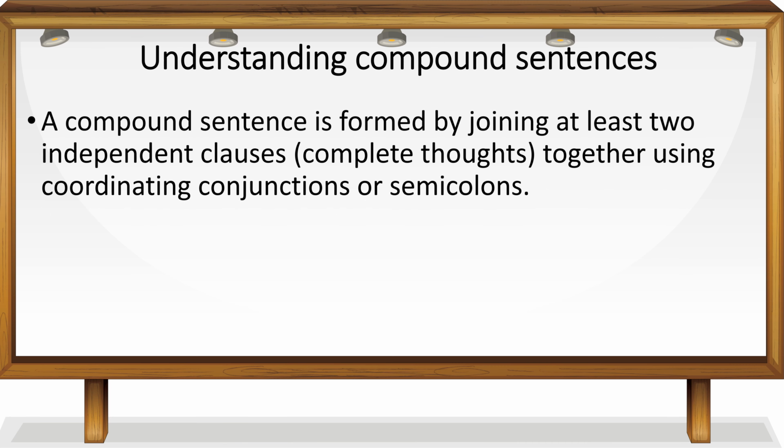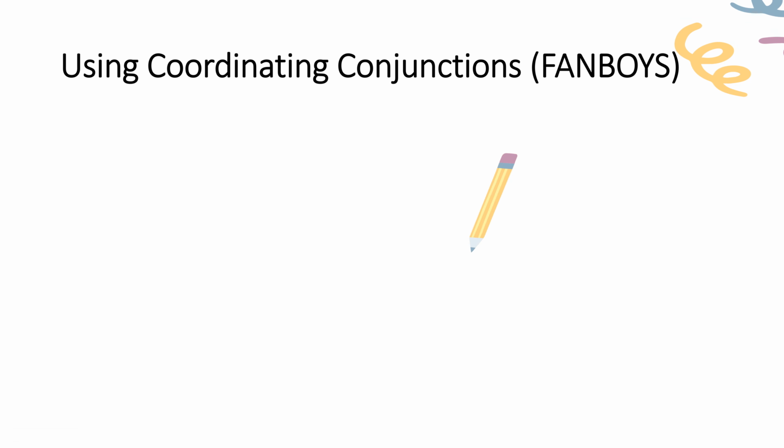A compound sentence is formed by joining at least two independent clauses, which are complete thoughts, together using coordinating conjunctions or semicolons. The 7 coordinating conjunctions we will look at today are our FANBOYS: for, and, nor, but, or, yet, and so. And of course, this is a semicolon. Coordinating conjunctions are words like for, and, nor, but, or, yet, so. Our FANBOYS. FANBOYS is a mnemonic device to remember the most common coordinating conjunctions.